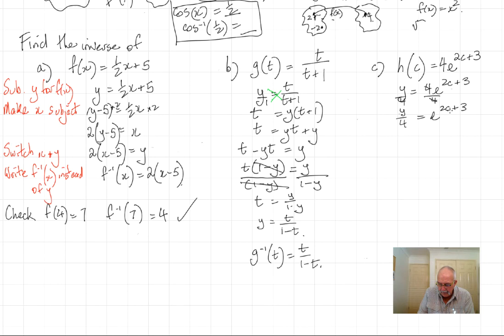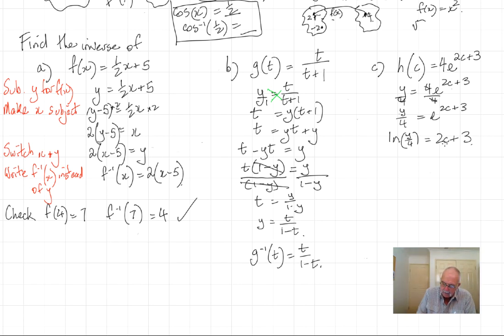Now when we're trying to get c by itself, we've got to get rid of the power, so we take logs of both sides, and because it's e to the power, we'll take the natural log, or log to base e, of y over 4 equals, now the log of e to the power is just the power, 2c plus 3. The natural log of e to a power is just the power, and that's why we take log to base e of both sides.